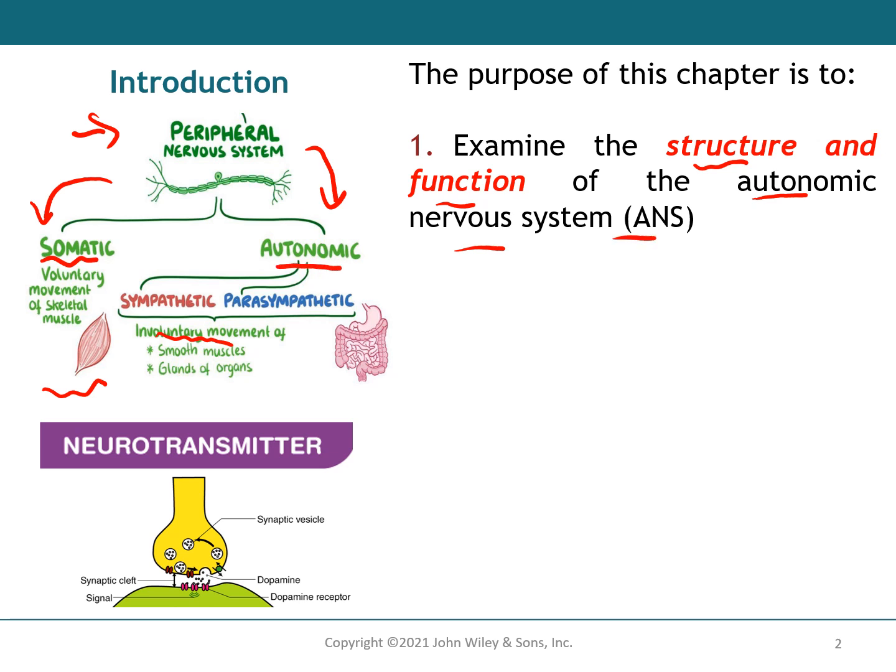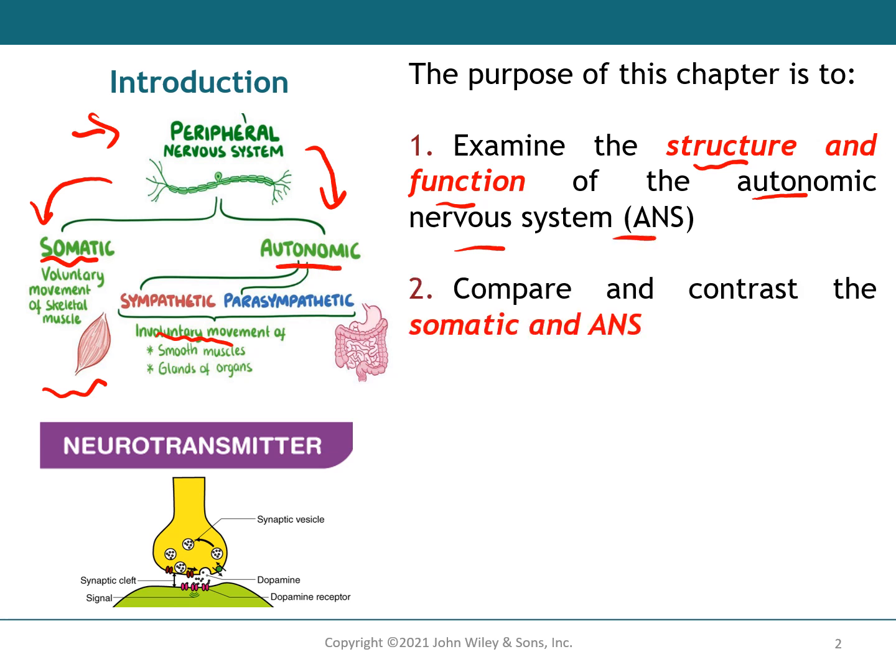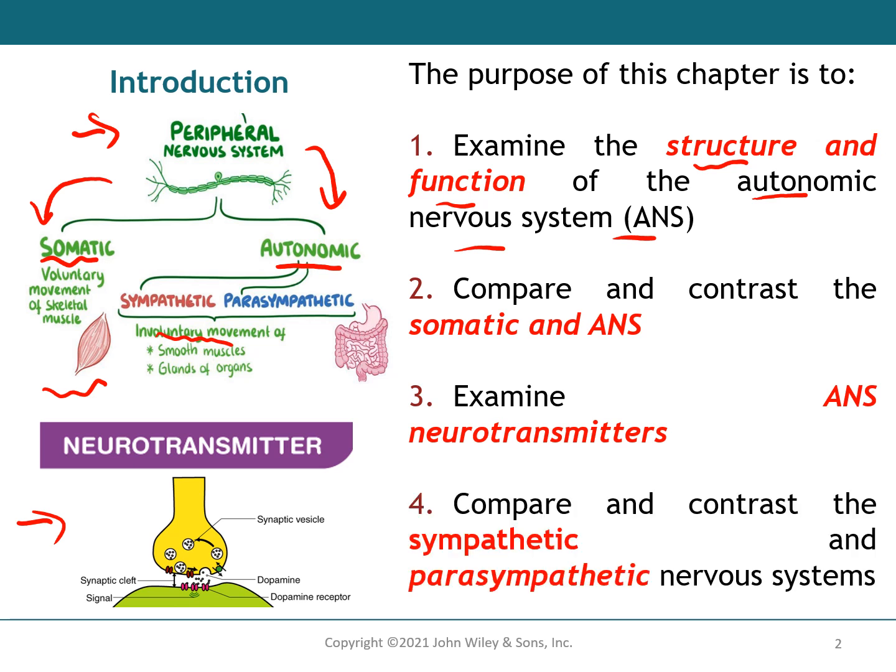So here we're going to study the other branch, and we're going to compare the somatic one that we previously talked about to this autonomic one. Then, we previously know that neurotransmitters are very important, so let's study what the role of neurotransmitters is in this autonomic nervous system. And finally, we're going to focus on the two branches of the autonomic nervous system, the sympathetic and also the parasympathetic. So let's start.